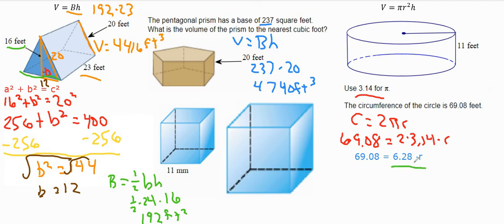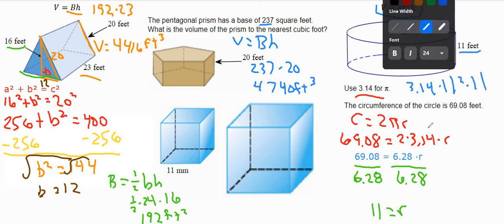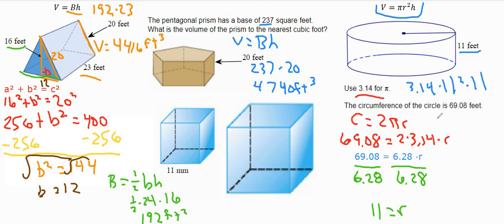So now we're going to do the opposite, or inverse, of multiplication, and divide both sides by 6.28. And that's going to give us that the radius is 11. And now we can put that into the formula here at the top. The volume equals pi r squared times the height. So we're going to have 3.14 times 11 squared times 11, which is the height. And you should not expect that to work out in that way. And that's going to give us the volume equals 4179.34 cubic feet.